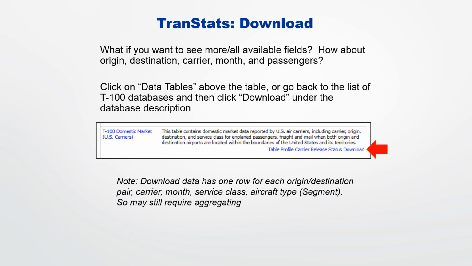What if you want to see more fields, or all available fields for a particular year? How about origin, destination, carrier, month, and passengers? Click on Data Tables, then Download under the database description.